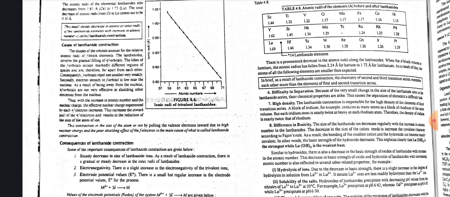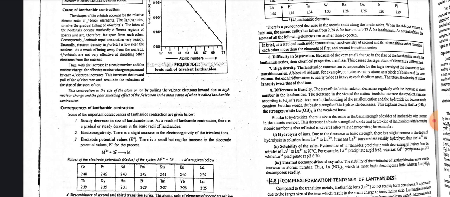The shapes of the orbitals account for the relative atomic radii of a block element. The lanthanides involve the gradual filling of 4f orbitals. The lobes of the 4f orbitals occupy markedly different regions of space and are therefore far apart from each other. Consequently, f orbitals repel one another very weakly. Secondly, electron density in f orbitals is low near the nucleus. As a result of being away from the nucleus, 4f orbitals are not very effective at shielding other electrons from the nucleus. This contraction in the size of the atom or ion, by pulling the valence electrons inward due to high nuclear charge and the poor shielding effect of the f electrons, is the main cause of what is called lanthanide contraction.